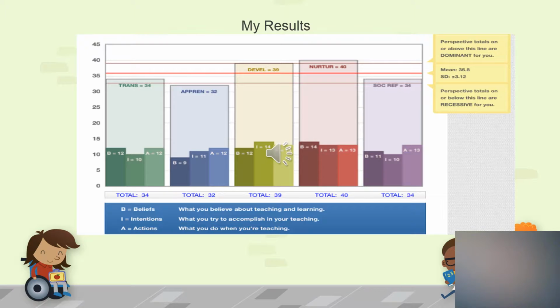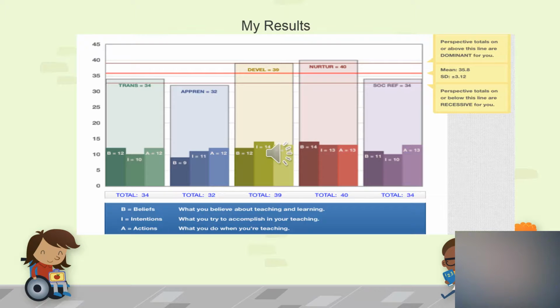It can be seen from my scores that my dominant perspective is nurturing with the highest score of 40, followed by development with the score of 39, transmission and social reform both having a score of 34, and my recessive perspective is apprenticeship with the lowest score of 32.